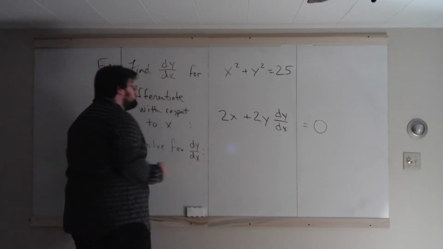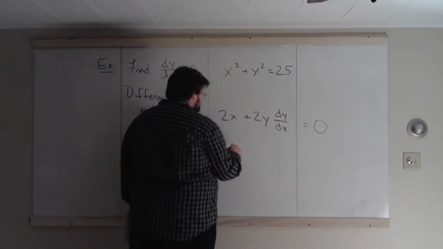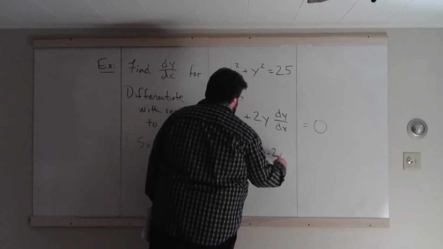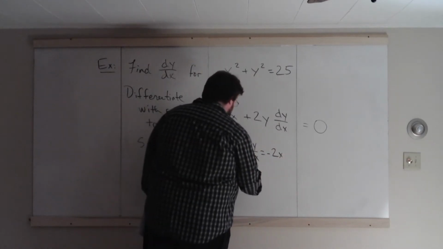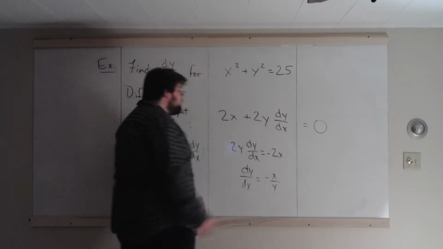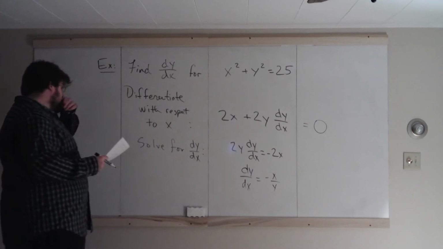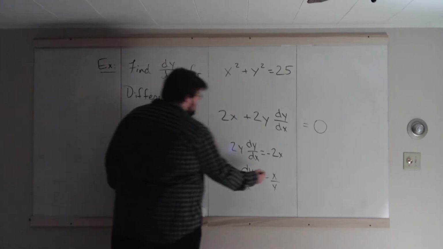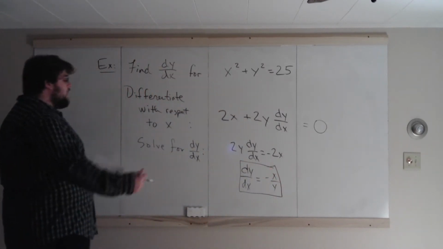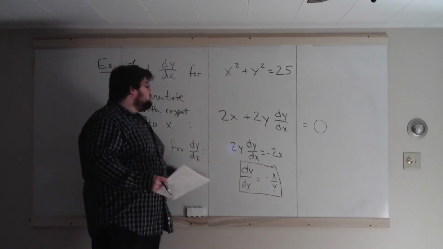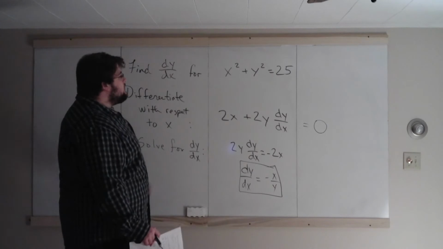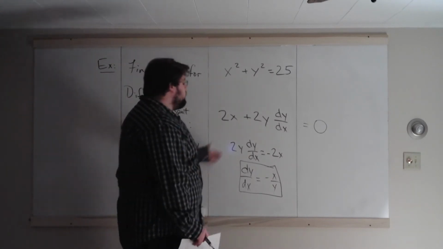To solve this for dy dx, we would what? Subtract 2x from both sides, and then divide by 2y. Divide both sides by 2y. The 2's go away, and we've solved for dy dx: negative x over y. Notice there are x's and y's in our answer. When we do this implicit differentiation, or maybe I should say, when y is not explicitly solved in terms of x, we will have y's in our answer.